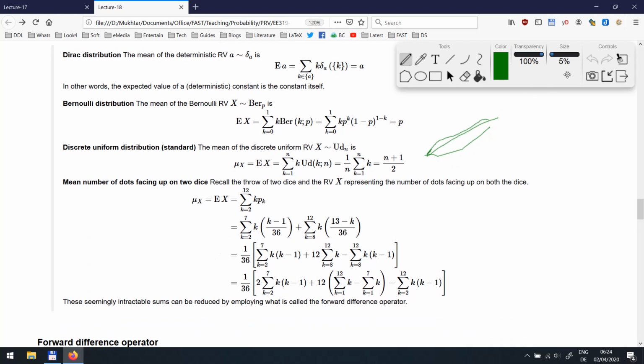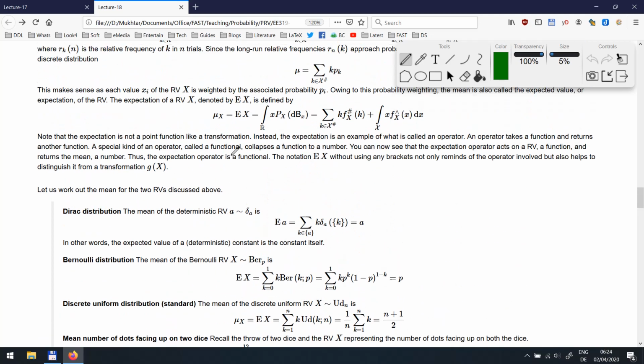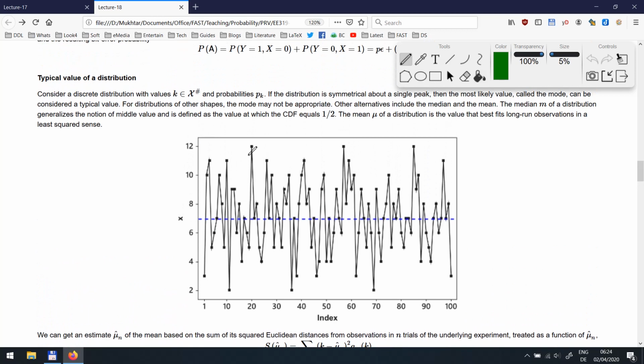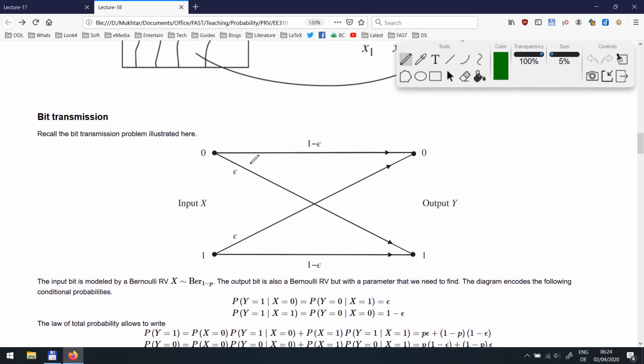Now let's complicate things a little bit, because you will not have these simple examples all the time. We will also have complicated examples. So before I move on to this, let's go back and see the example which you just saw.